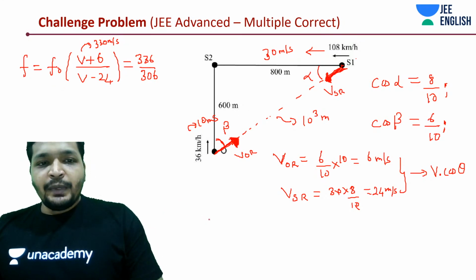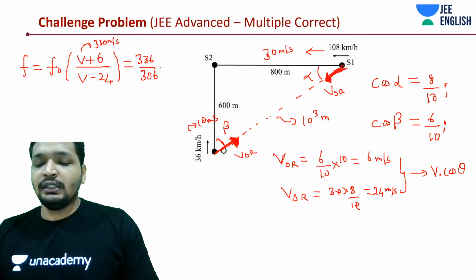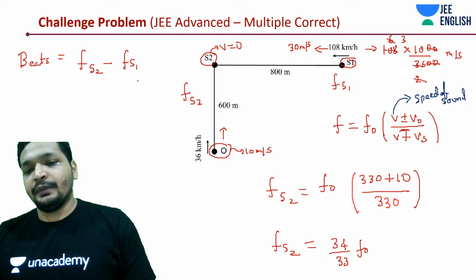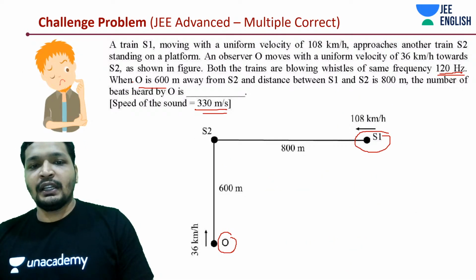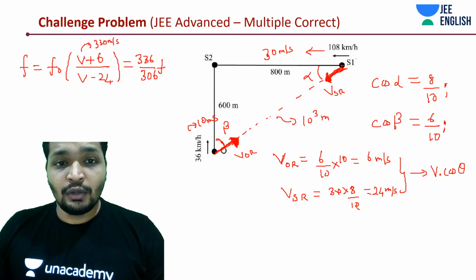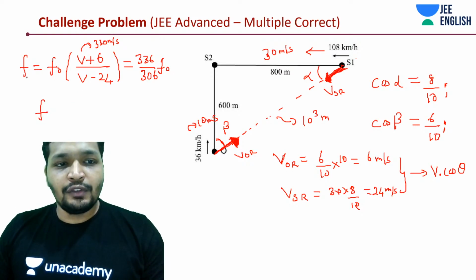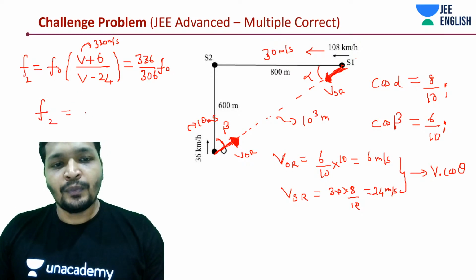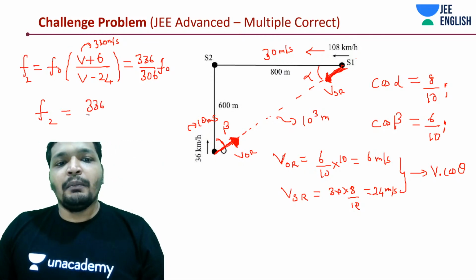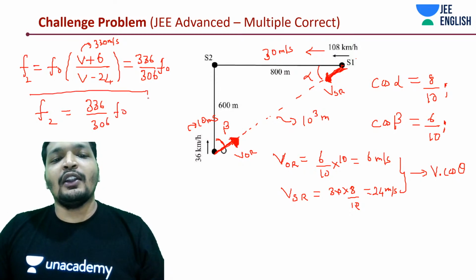Now what is the number of beats? This is all in hertz. The number of beats is F2 minus F1. We just derived F1. This is going to be into F0, sorry. Anyway, F0 we haven't written, so this is F2. F2 is how much? You can further simplify this, but guys, you need to do the calculation. We are not going to do that because it's going to take a lot of time.